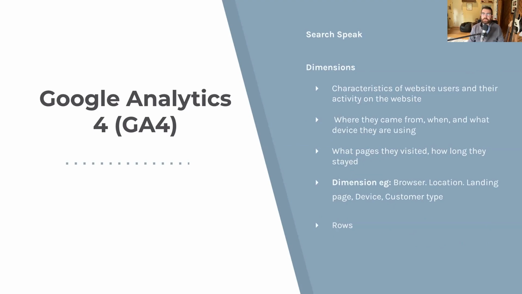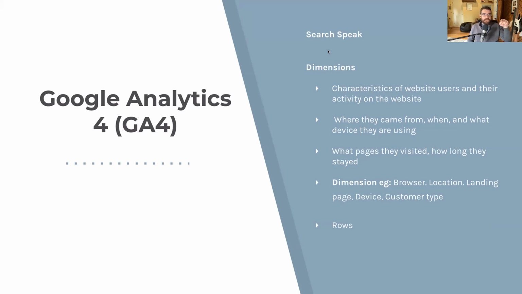Okay, so dimension. This is one of the really important ones that we want to know about. The way I think of it, a dimension is the ones with the words. Say it's a source medium: it's going to be Google Organic or Facebook or Google CPC. So it's the named part, and the metric is the number of what we're counting. Usually dimensions are the rows and the columns are going to be the metrics.